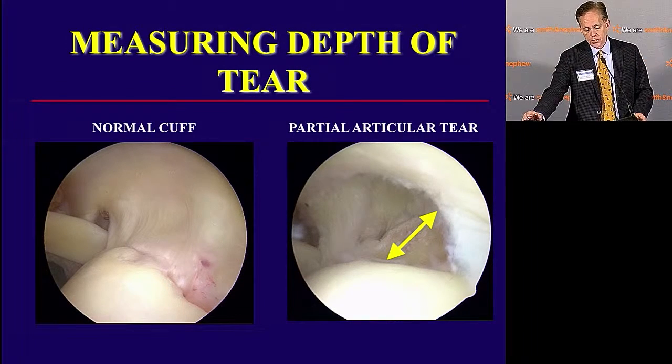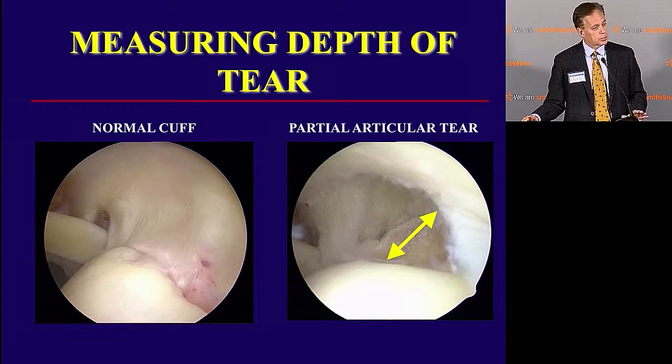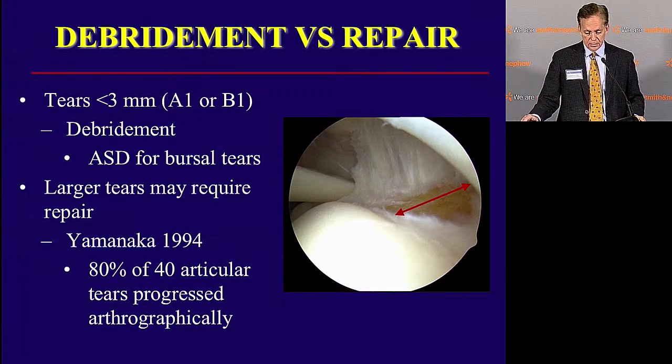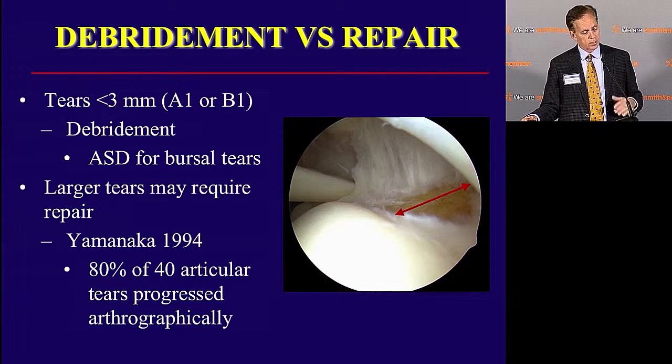Again, we want to measure the depth of the tear. Again, as this screenshot from that video I showed earlier, we know the normal cuff inserts in the supraspinatus immediately adjacent to the articular surface. And once we debride that partial articular-sided tear, we want to measure that tear to get a sense, based on our knowledge of how deep a normal footprint is, of what percentage this represents. Tears that are shallow, let's say less than 3 millimeters, generally in the literature have responded adequately to debridement.